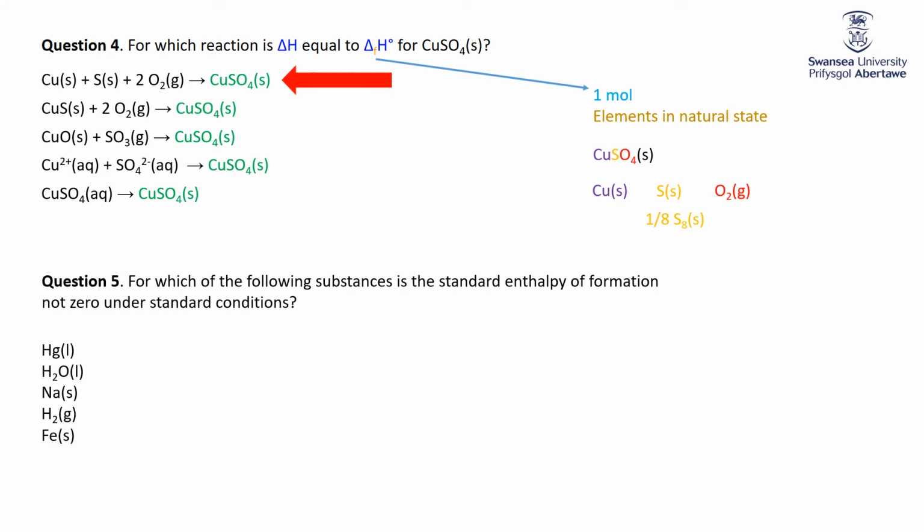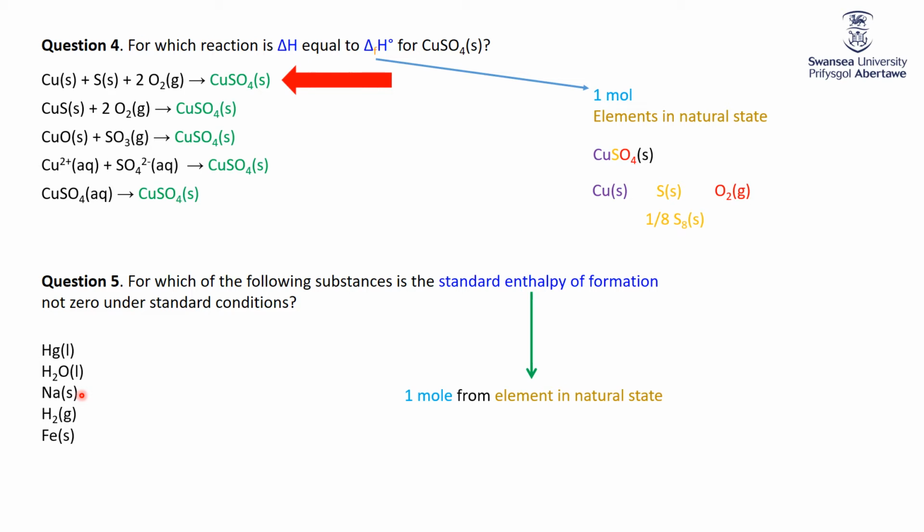Question 5, which of the following substances is the standard enthalpy of formation not 0? Under standard conditions, the standard enthalpy of formation, as we just said, is making 1 mole of a substance from its elements in their natural state. And as we look down this list here, mercury liquid has its natural state. Water isn't even an element, so that looks like a pretty good one for the answer.